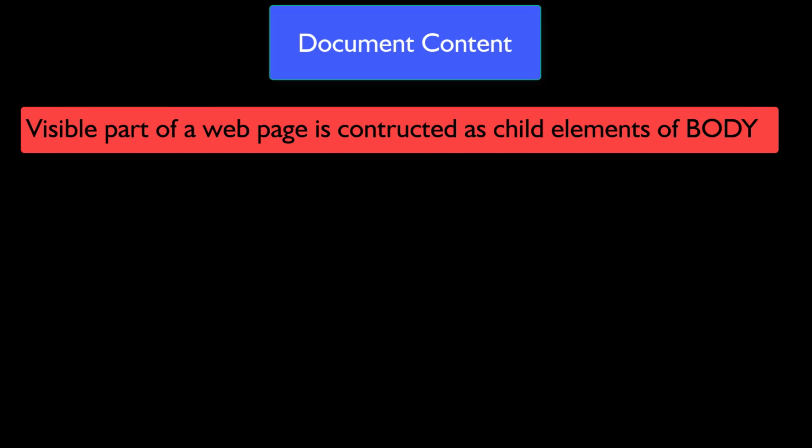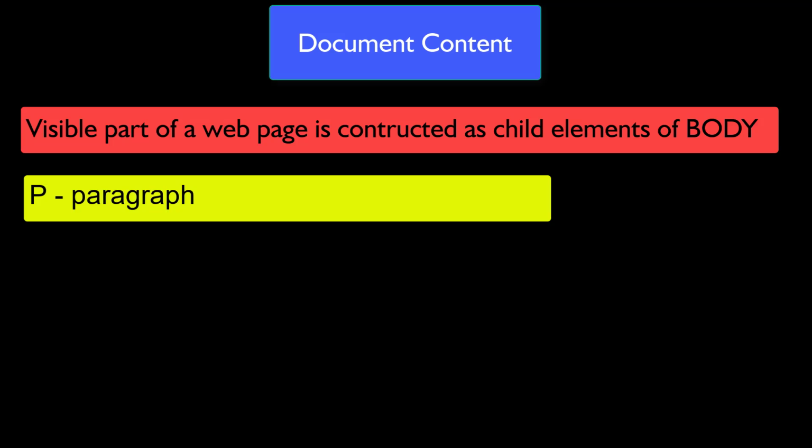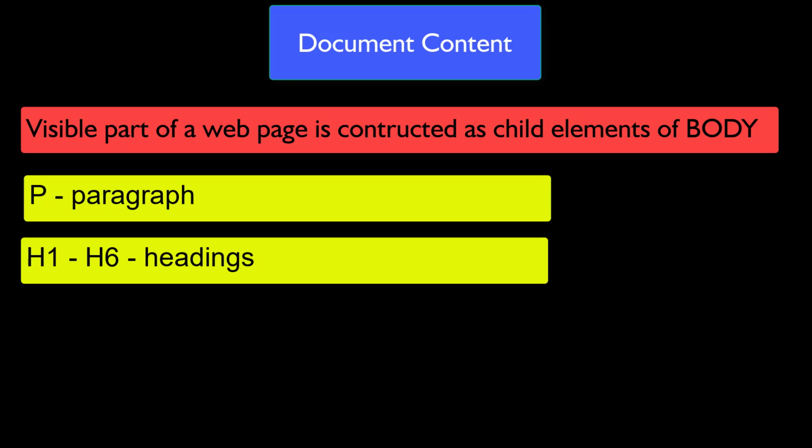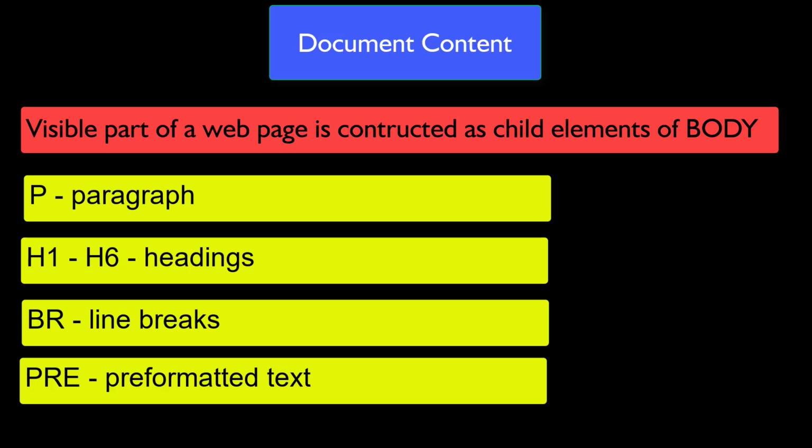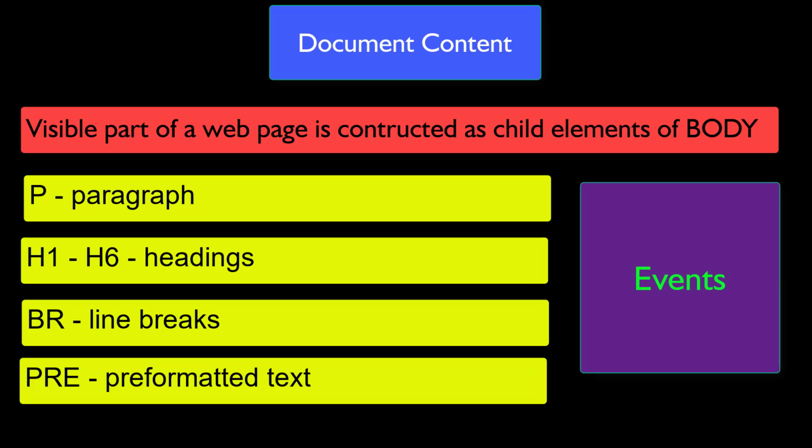Here we examine the body element as well as these text markup elements, all of which are destined to be contained within the body of a document. P, paragraph. H1 through H6, headings. BR, line breaks. PRE, pre-formatted text. We also introduce the concept of events in anticipation of creating web pages that interact with the viewer to enhance the desired communication. So, let's begin.